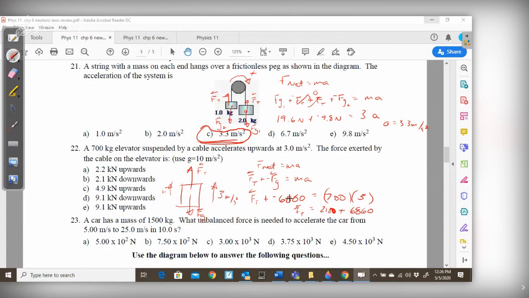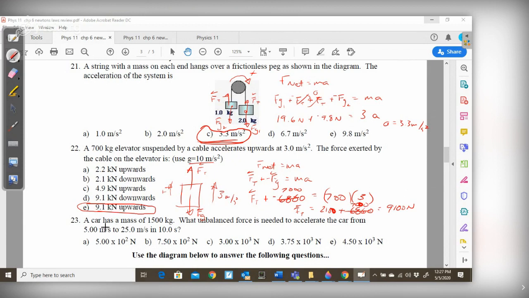Oh, I know what's going wrong. This is not the number I had before. They're telling us to use g of 10, which makes our numbers much rounder. So this should be 7,000. And so this comes out to be 9,100 newtons. So our tension, the force exerted by the cable as it accelerates upwards, is going to be 9.1 kilonewtons upwards. As I say, I've done this 3 times. This number was not looking like what I was expecting.